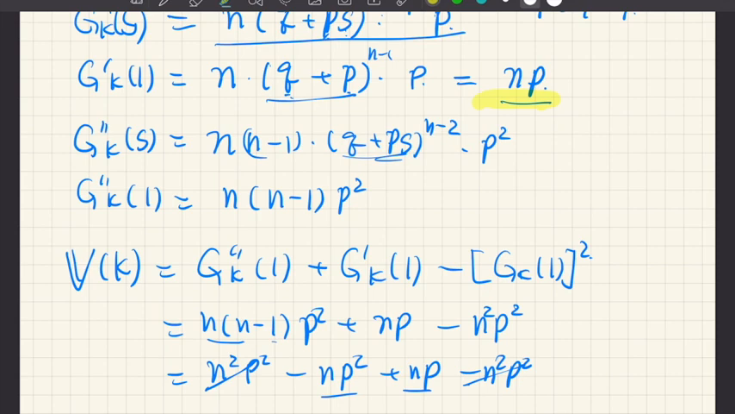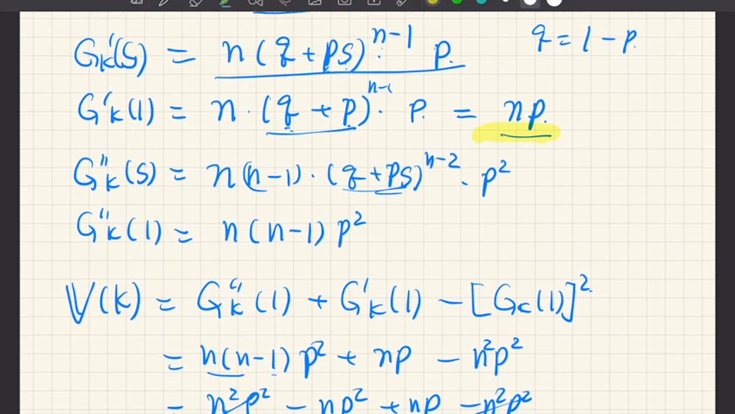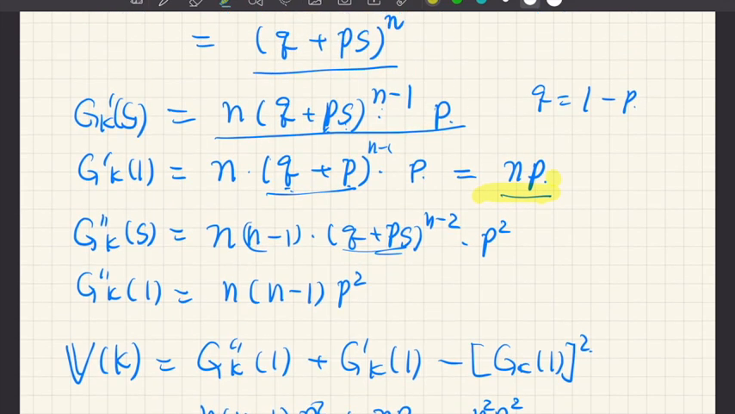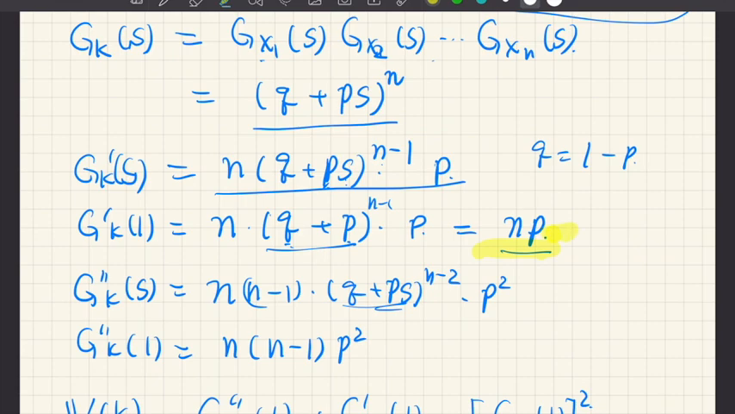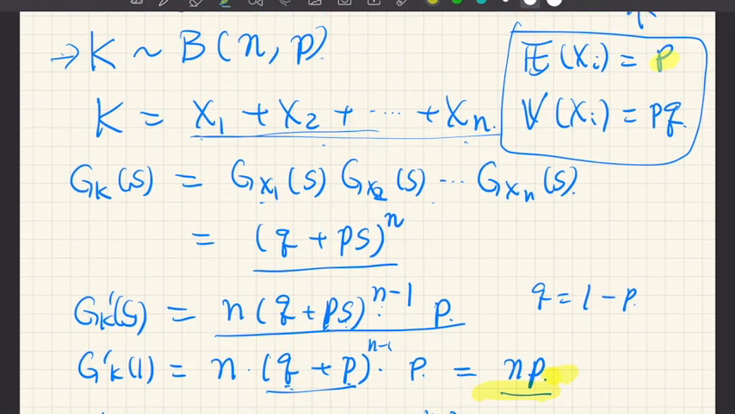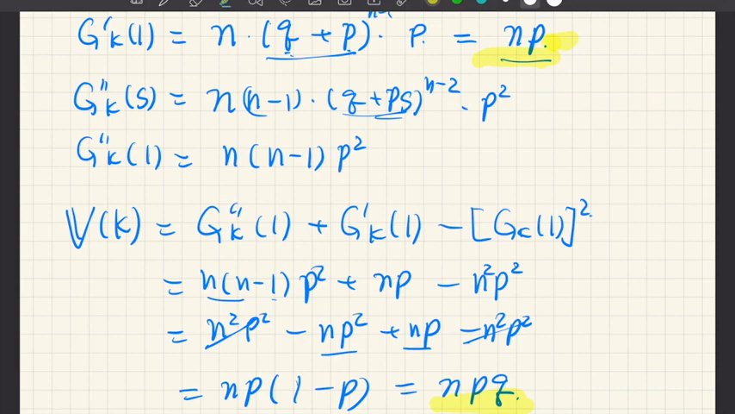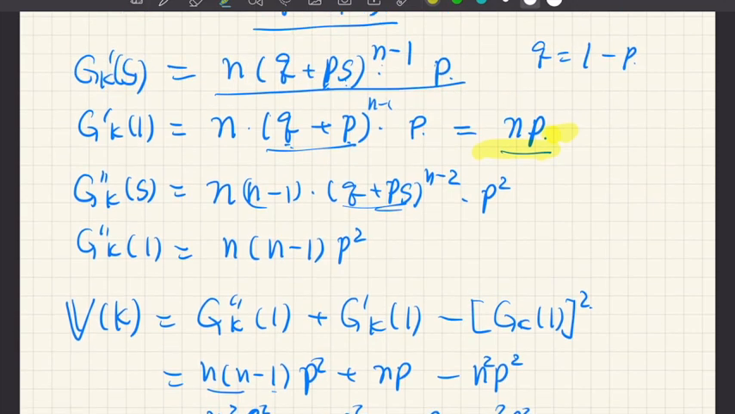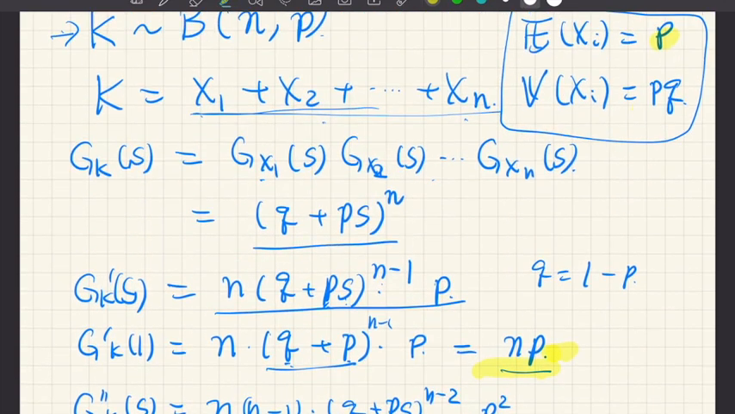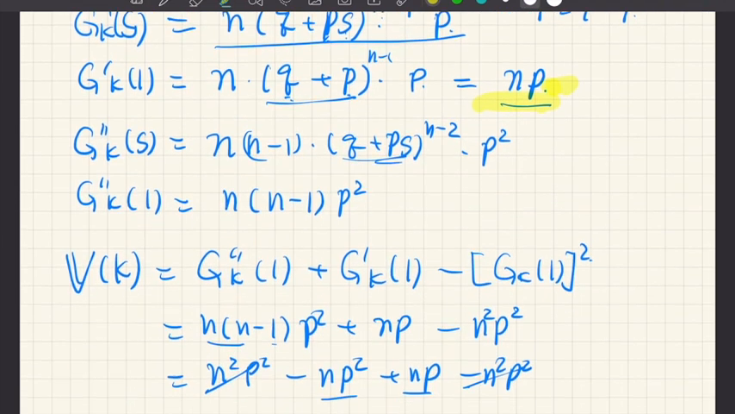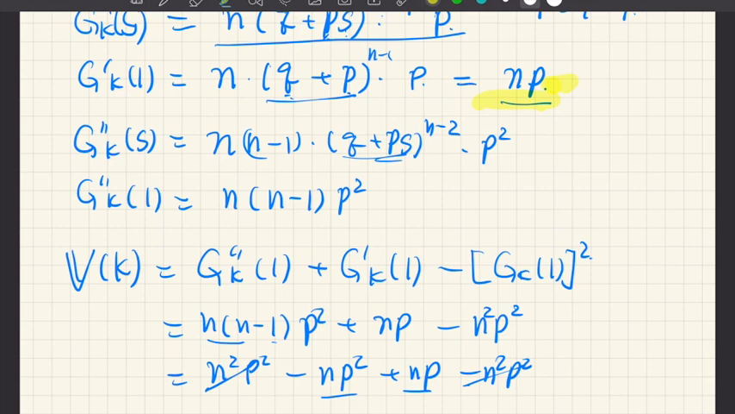this and this, you see this is just n times the expectation value of the Bernoulli variable, right? And the variance also, this is just n times the variance of the Bernoulli random variable. So this is the property of the binomial distribution.